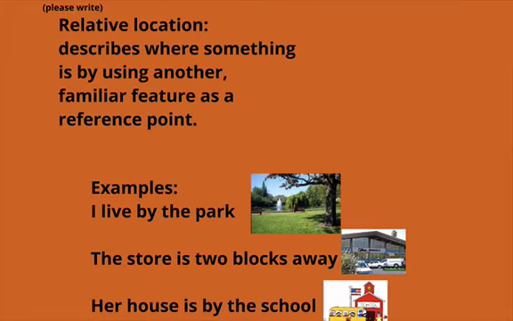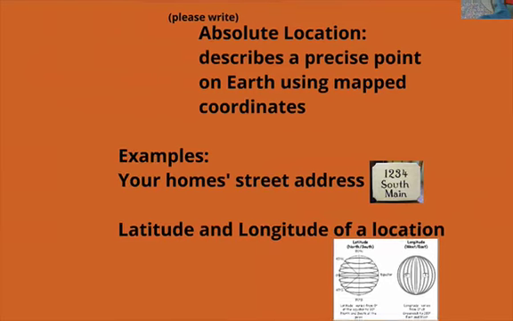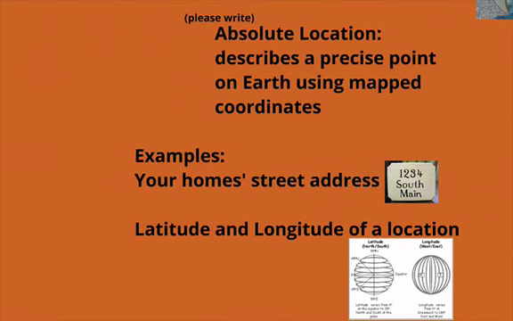However, we geographers tend to use a different type of location, and that's called absolute location. So if you need some more time to write this down, please pause the video. Otherwise, let's look at the definition of absolute location. Absolute location, like I said, is what geographers tend to use more. Absolute location describes a precise point on Earth using mapped coordinates.